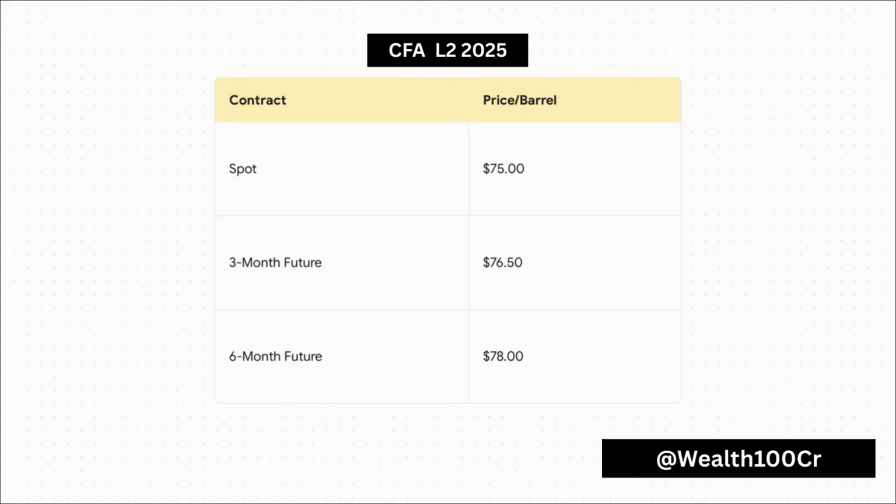So, take a look at this. This is a classic contango curve. Spot price is $75, but if you want to lock in a price for 6 months from now, you've got to pay $78. See that? The market is making you pay a premium to buy later. It's a nice, clear, upward slope.